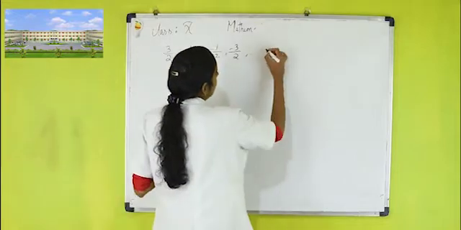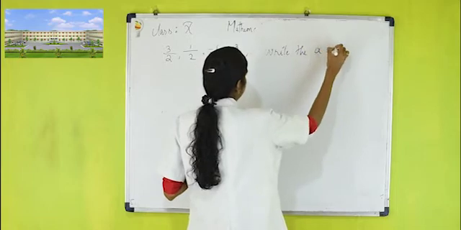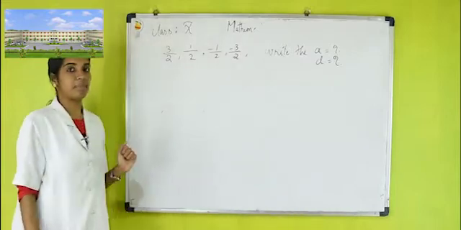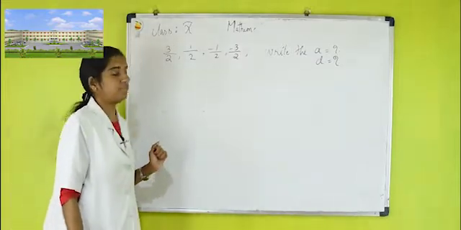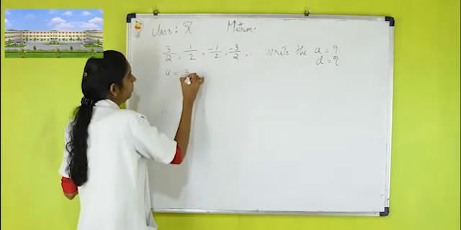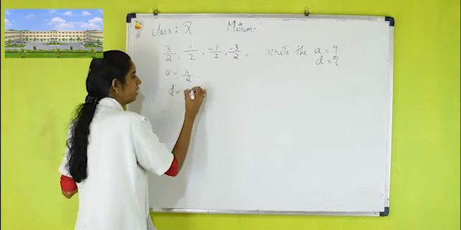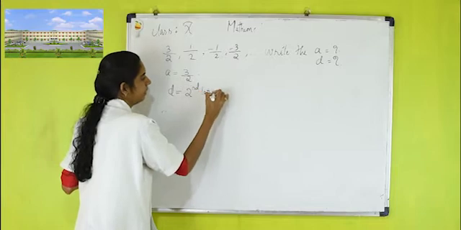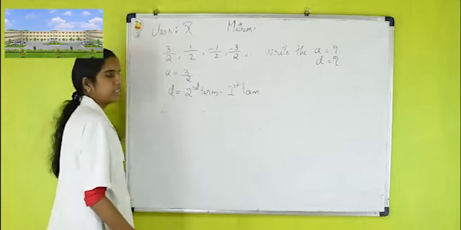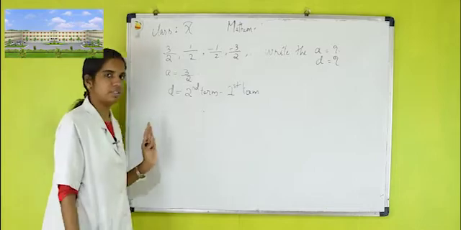The question is, write the first term and common difference. What is the first term here? Here A equals 3 by 2, right? How will you find the common difference? Common difference means we find the second term minus the first term, or the third term minus the second term, or the fourth term minus the third term. Anyway, we have to find the common difference.